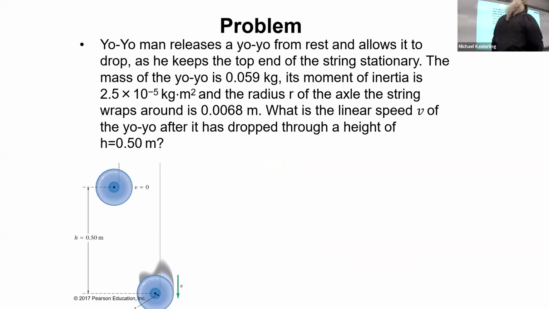So here we have a problem with actual numbers. A yo-yo man releases a yo-yo from rest and allows it to drop as it keeps the top end of the string stationary. The mass of the yo-yo is 0.59 kilograms. Its moment of inertia is 2.5 times 10 to the minus 5 kilogram meters squared. And the radius of the axle the string wraps around is 0.0068 meters. What is the linear speed of the yo-yo after it is dropped through a height of 0.5 meters?